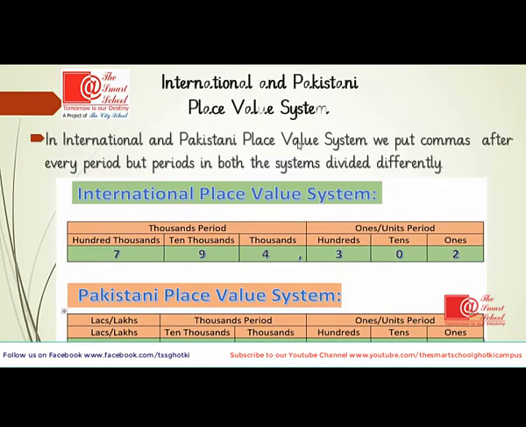Now we will compare the international and Pakistani place value systems. In both systems, we put commas after every period, but periods in both the systems are divided differently. In the international place value system, the comma is given after 3 digits. After every 3 digits, we have commas. But in the Pakistani place value system, the first comma comes after 3 digits, meaning after hundreds, but after that, the comma comes after every 2 digits.